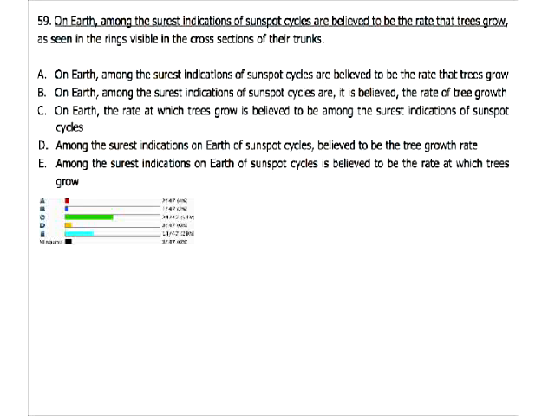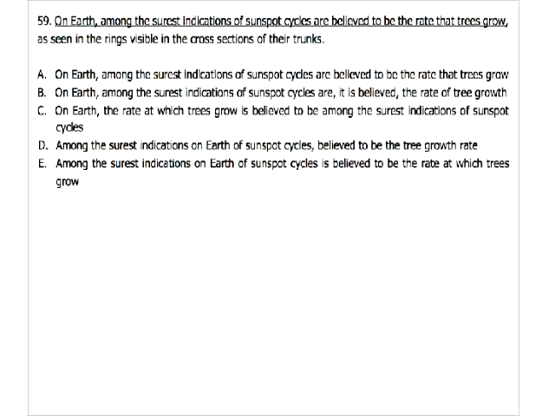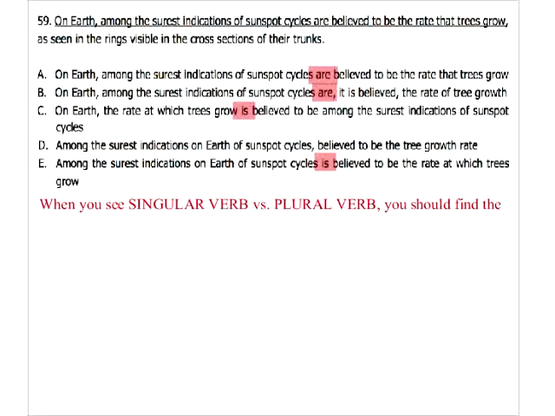Preferably with some sort of split. Okay, let's talk about subject-verb agreement. The question is, why are we looking at subject-verb agreement? Well, we have a split, right? We have "are," a plural verb, but then this is a singular verb, and this is a singular verb. So whenever you see that kind of thing, singular verb versus plural verb, you should go find the subject of each verb.